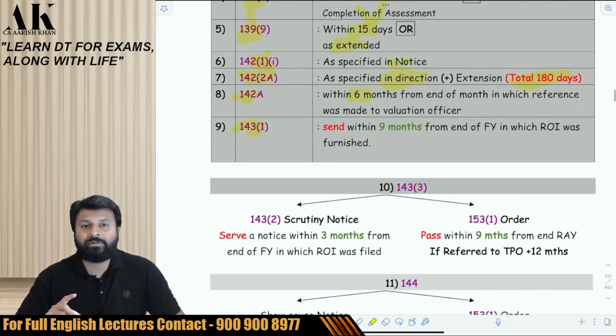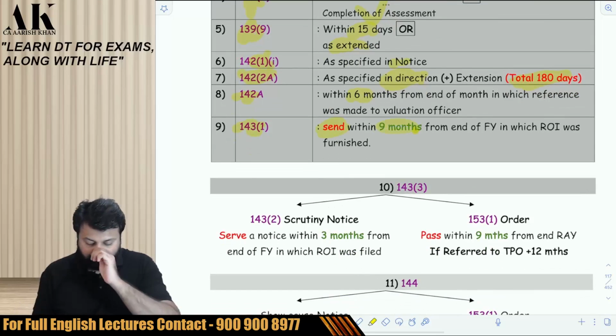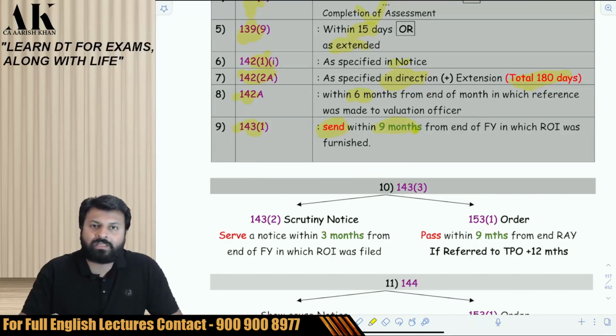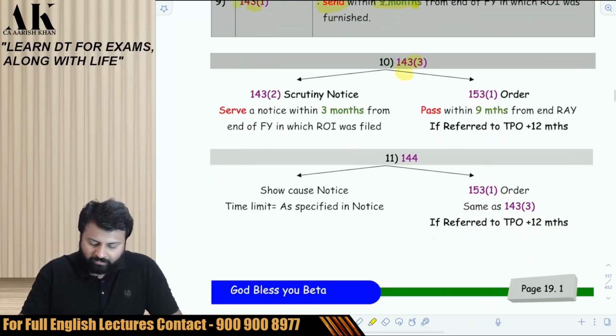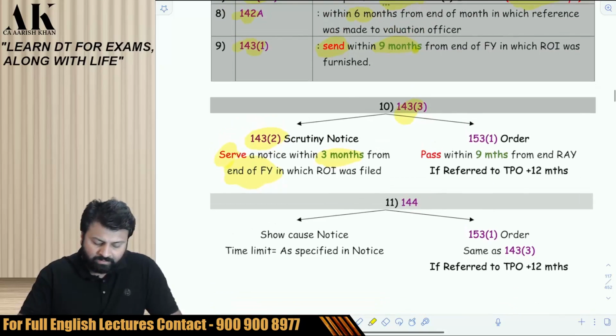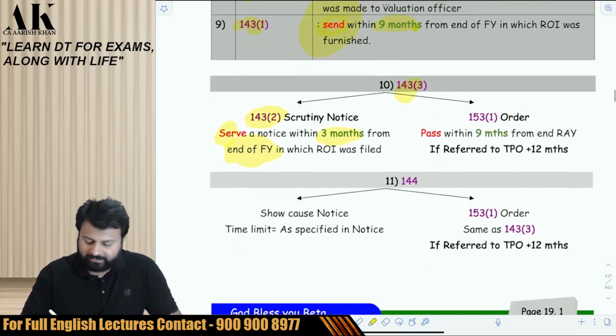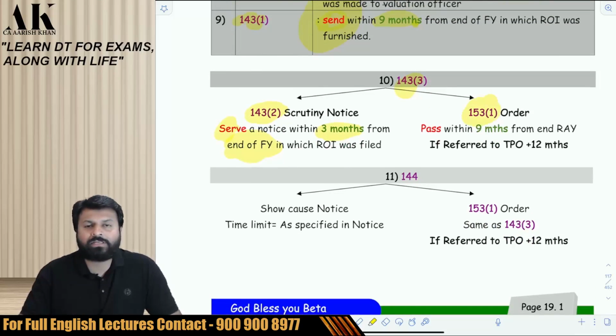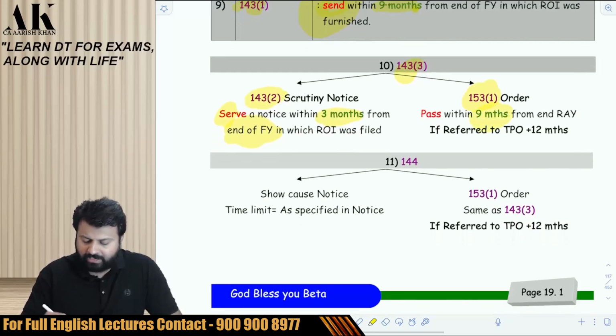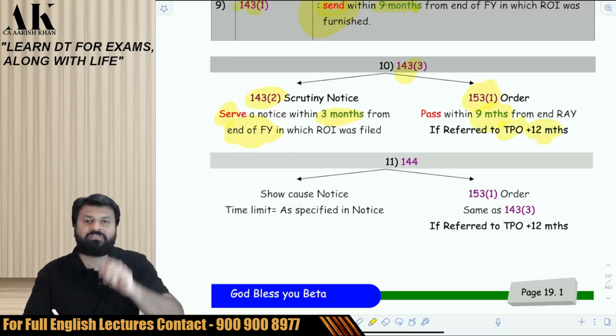143.1 intimation has to be sent within 9 months from the end of the financial year in which the ROI was filed. 143 regular assessment. There are two time limits which you have to keep in mind. First, the scrutiny notice has to be served within 3 months from the end of the financial year in which the return was filed. Here it is served, in 143.1 it is sent. And then what is the time limit to pass an order? It is 9 months from the end of the relevant AY plus 12 months extra if the matter is referred to transfer pricing officer.